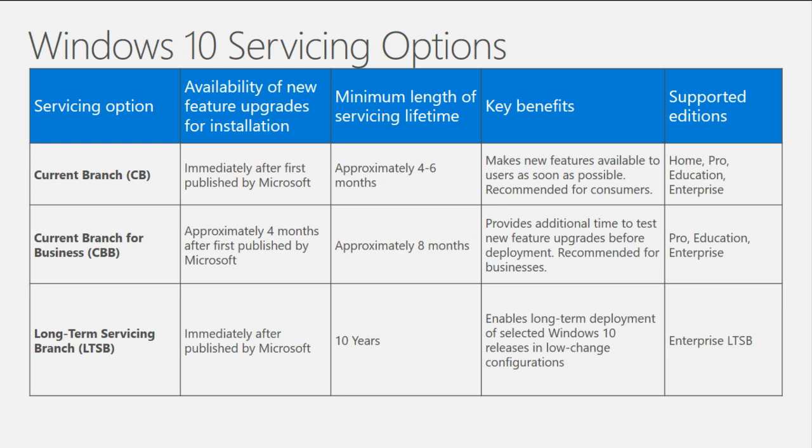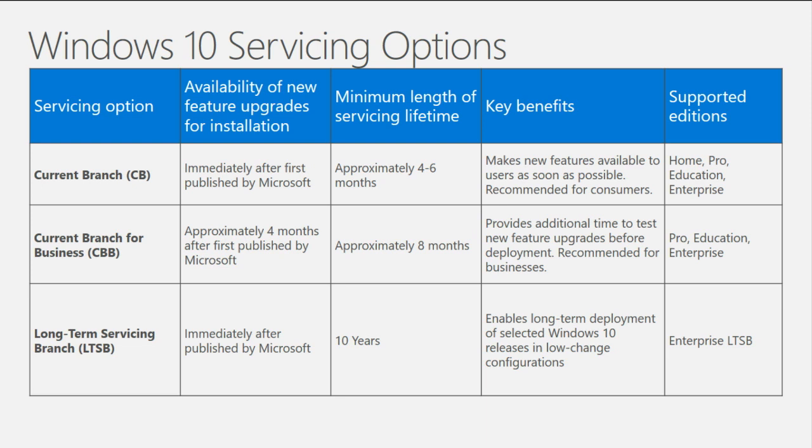And so we've created the current branch for business. And in this case, the updates are available approximately 4 months after we publish those. And this is basically recommended for businesses. In general, the idea is the pilot can begin with those features found in the current branch. And by the time those are made available for current branch for business, that would coincide with doing a more broad commercial deployment across the organization.